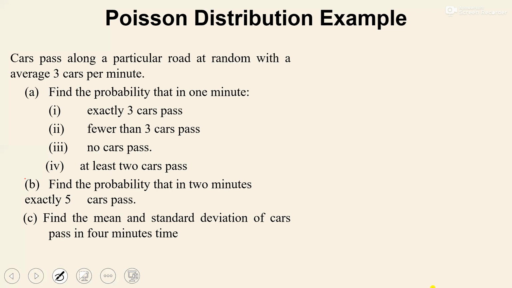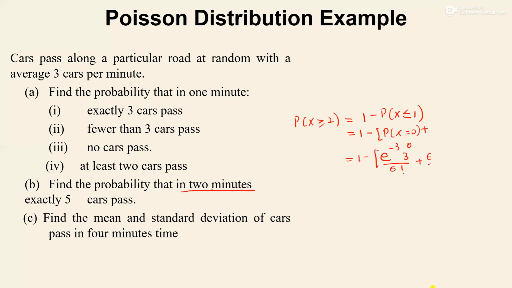Right. Now part B: find the probability that in 2 minutes. Now here you look at 2 minutes. But in part A, it was 1 minute. And we know the average is 3 per minute. In 1 minute, we know the average. But now we have to calculate the probabilities for 2 minutes. So first, we define our random variable.